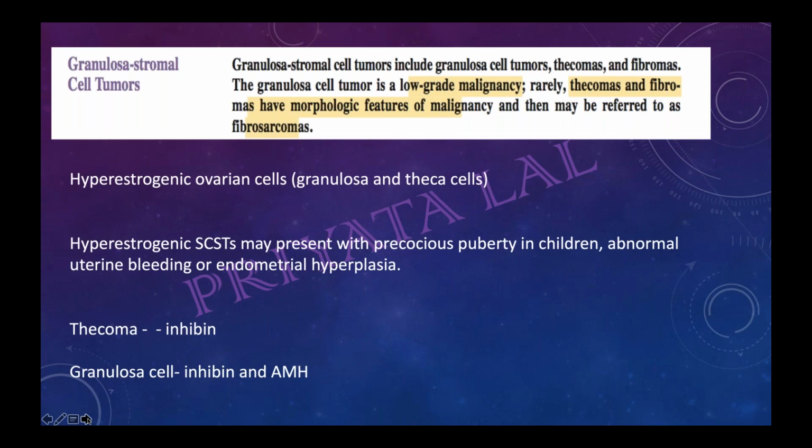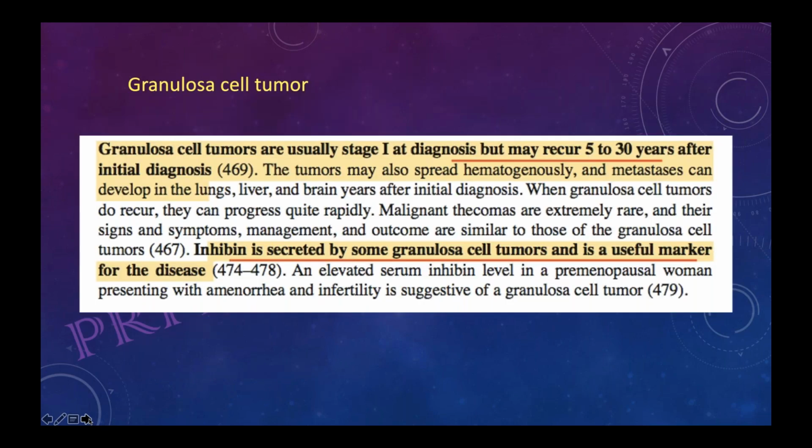What you have to remember is that they are estrogen secreting tumors, and you have to remember the tumor marker. For thecoma it is inhibin, for granulosa cell it is inhibin and AMH, anti-Mullerian hormone. Apart from this, they have a very high tendency to recur, so long-term follow-up is required. They may recur within 5 to 30 years, so even after 30 years it can come back. That is the only line I have to speak from here.